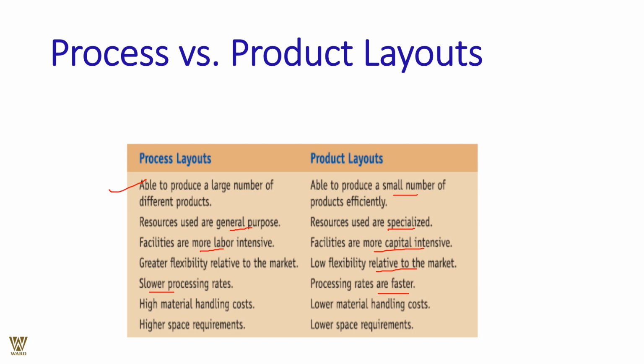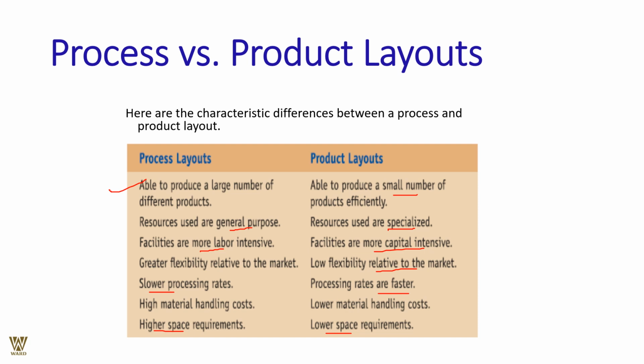So process layout would definitely have high material cost because you are customizing things, whereas product layout would have a low material cost, because we are standardizing it and everything can be predefined. There is a higher space requirement in process layout, which might not be the case in product layout, which requires a much lower space. So these are the various differences between the product and the process layout.